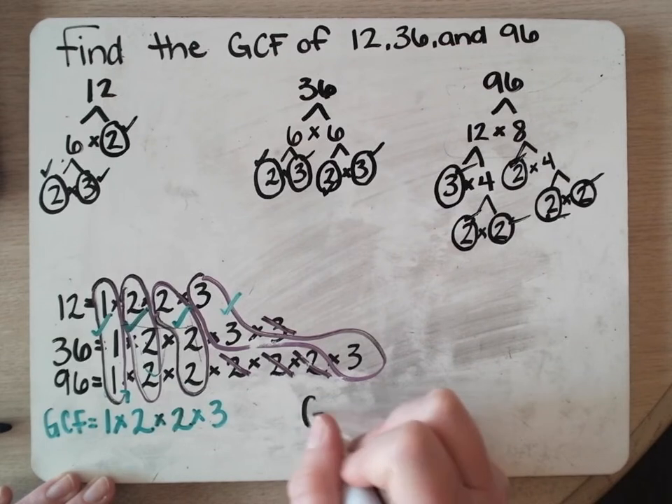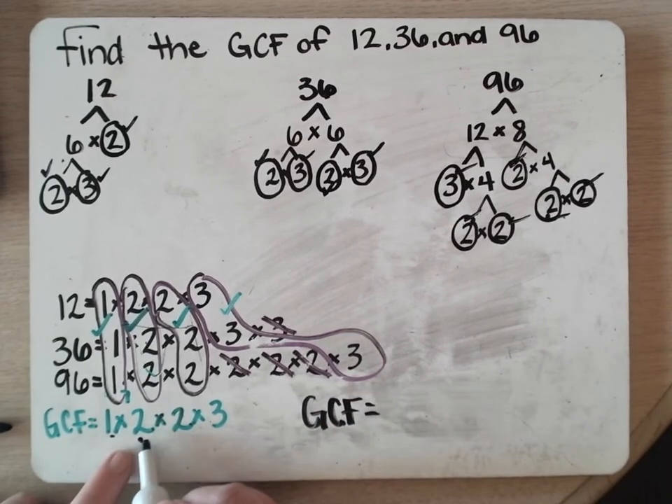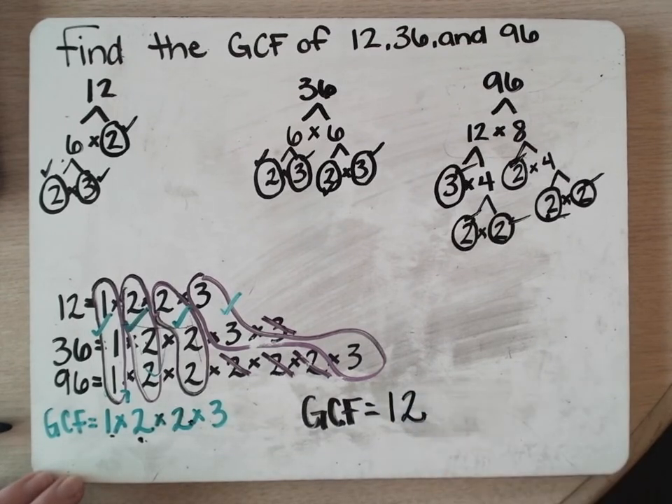So let me set this part up. GCF equals, so 1 times 2 is 2. 2 times 2 is 4. 4 times 3 is 12. So my GCF equals 12.